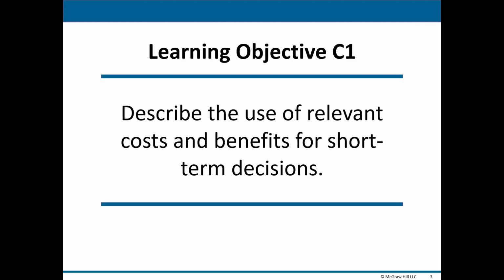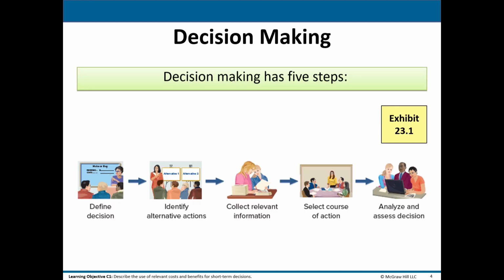Okay, first let's describe the use of relevant costs and the benefits for short-term decisions. Managerial decision making has 5 steps. First, define the decision, then identify alternatives. Next, collect relevant information and evaluate the alternatives. Select the course of action after that, and then finally analyze and assess decisions made. These 5 steps are shown here on Exhibit 23.1.